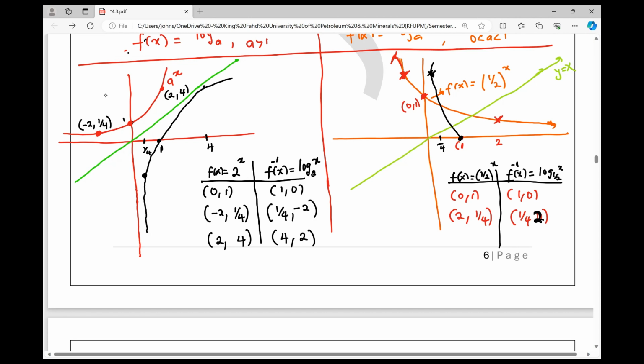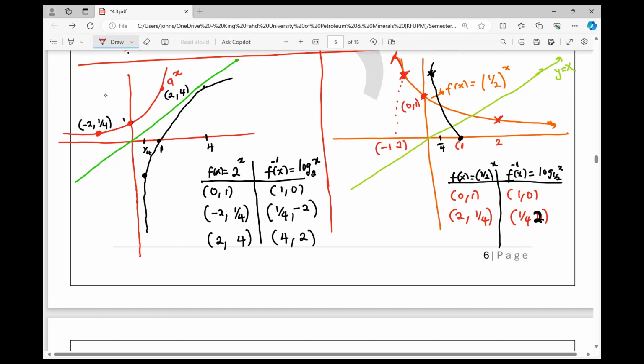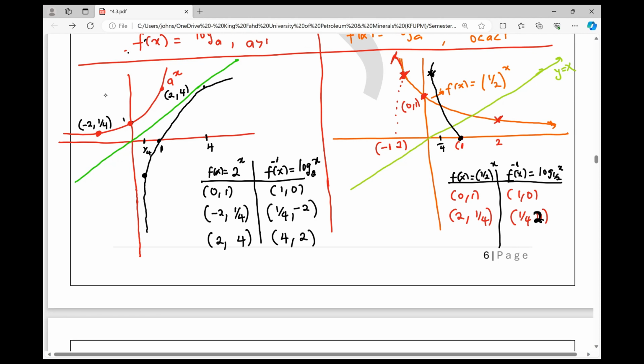Then let's take a negative number. For example, you take x to be minus 1. If x is minus 1, just put minus 1 on x. It's going to be what? It's going to be 2. So it means this point is also 2. Because if you put x equals minus 1, you will have 2.